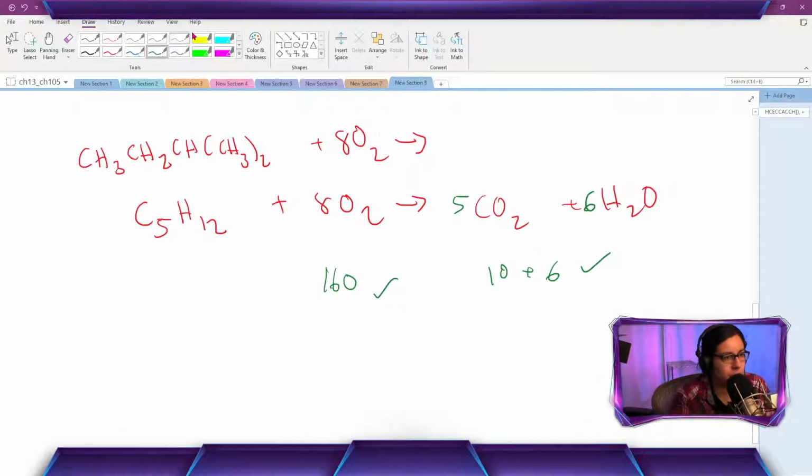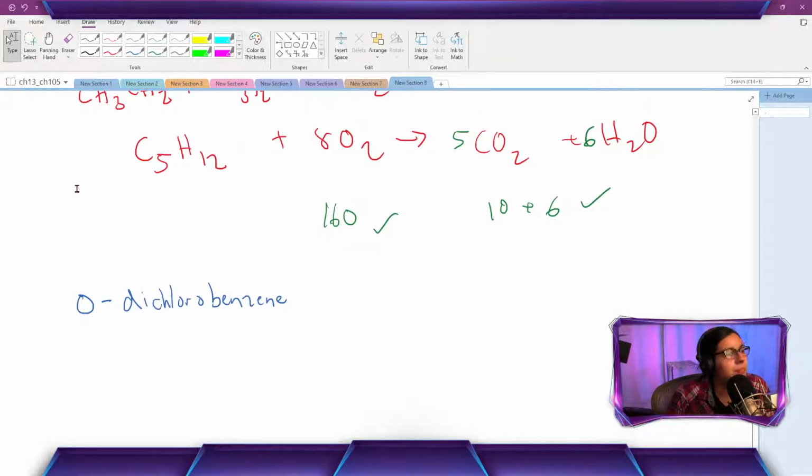So let's look at some other examples. This builds off of what we were looking at, our ortho, meta, para substitution. So if you were given ortho-dichlorobenzene, how would we do that?